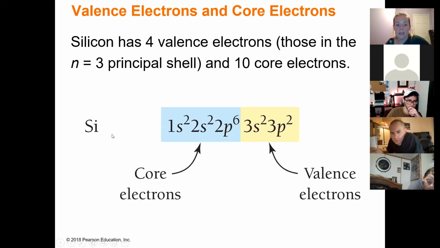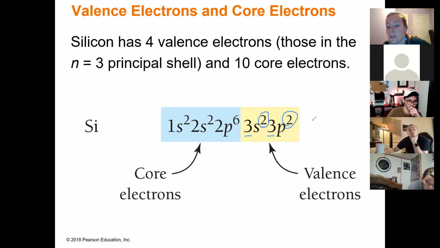So if I look at the electron configuration for Si, silicon, it is 1s2, 2s2, 2p6, 3s2, 3p2. The valence electrons will be anything in the highest number, this and this. The highest number we have is 3. How many electrons are there? 2 plus 2 for a total of 4 valence electrons. So silicon always consistently has 4 valence electrons.